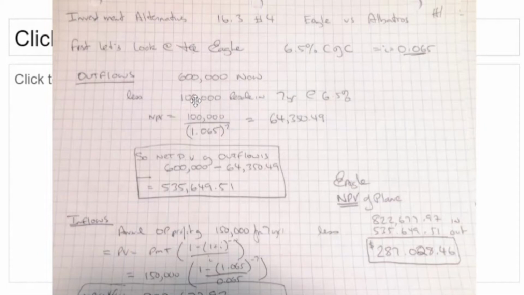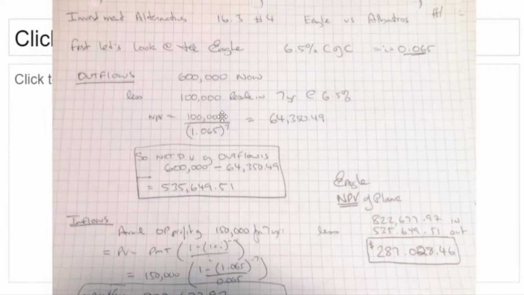So we need to draw that back, and we ask, well, what is the net present value of $100,000 in 7 years? We do the math on it. We can calculate it to be $64,350. So a $600,000 airplane, less the $64,350 that we're going to get for resale, means that the airplane is really costing us $535,649.51. Okay, so that's the outflows.